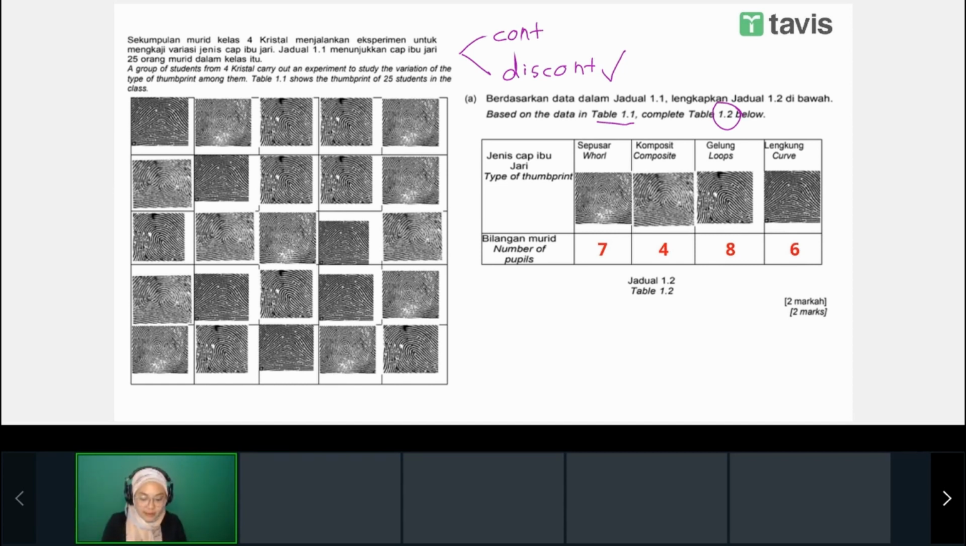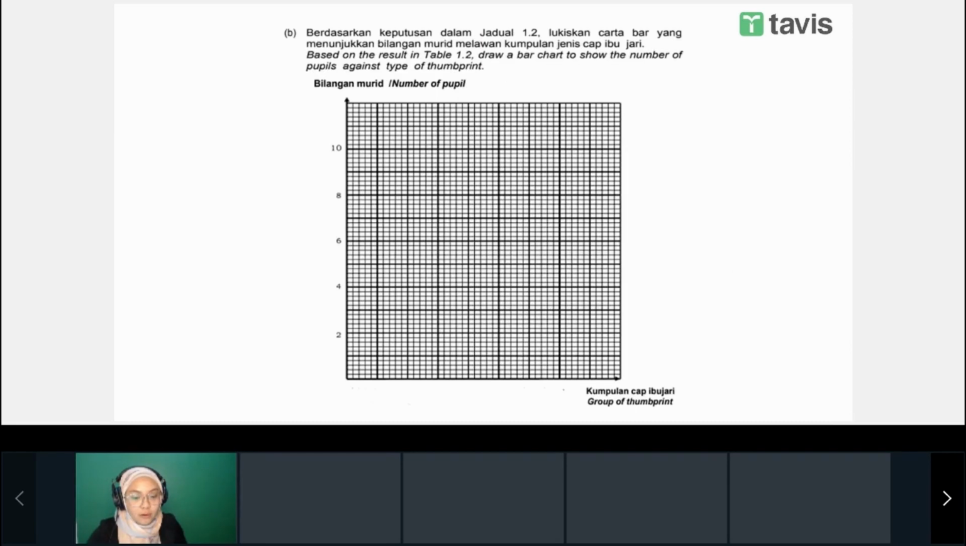Okay, now after calculation, for the whole 7 composite, for loops we're going to get 8, and for curve we're going to get 6. All of this, 2 marks. Only calculate, only make an observation, and you already get 2 marks, 3 marks over there. Please don't miscalculate.